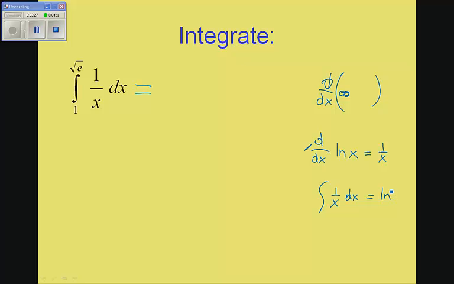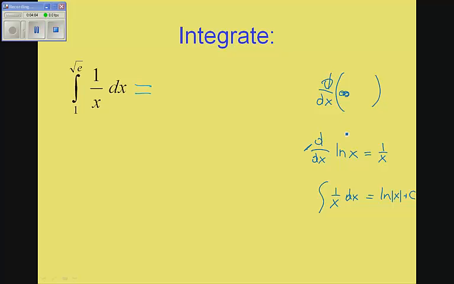Now, there is a little caveat here. Remember the domain of the natural log function? It has to be greater than 0, the open interval from 0 to infinity. So if I'm going to preserve that, I need to make sure that x is positive. Or in other words, I can write the natural log of the absolute value of x plus c.